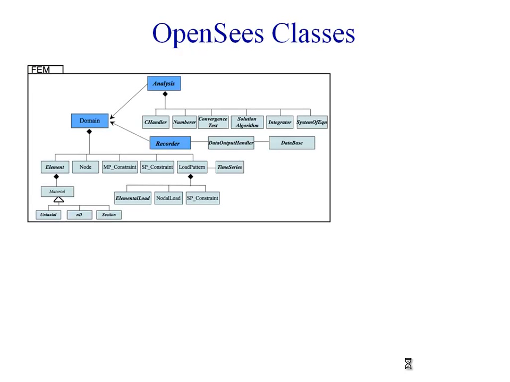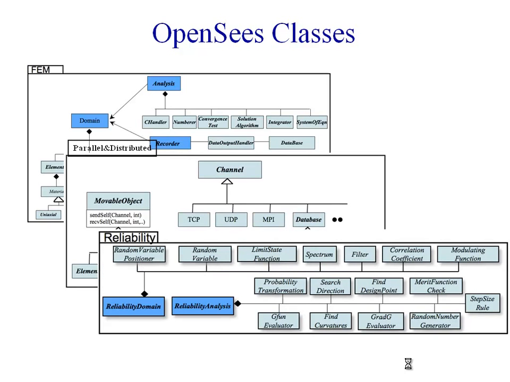So, the OpenSees classes. OpenSees basically was designed to be very modular. We wanted it so that if somebody wanted to create, say, a new system or a new solver, they could quickly add it to the program without having to know the guts of the program. So it's a very modular design. You're only worried about the one particular part that you're interested in, like an element or a material.